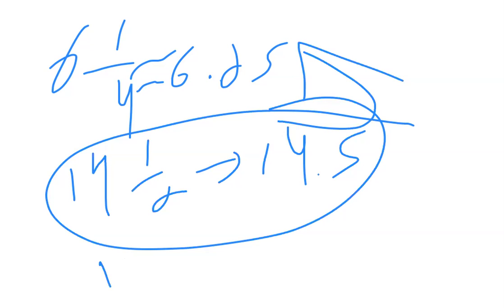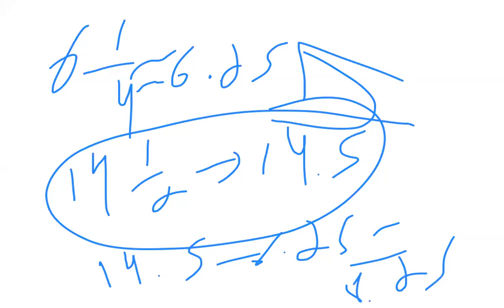So honestly, it's just 14.5 minus 6.25. Or you could do it with mixed numbers, but if you convert to decimals, it might be slightly easier. Either way, your answer is going to be 14.5 minus 6.25, which is 8.25, which is 8 1/4. If you convert to mixed numbers, you can also convert to improper fractions, but it's going to be 8.25 or 8 1/4.